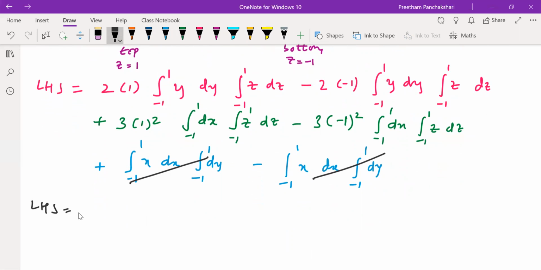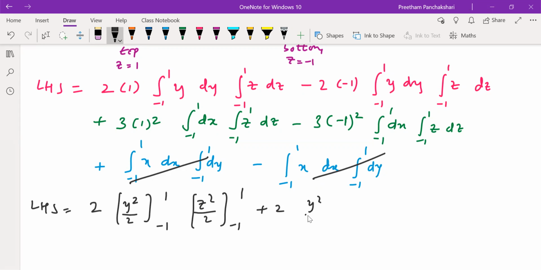So the LHS is equal to 2 into 1 is 2. Integration of y is y square by 2, the limits -1 to +1. Integration of z is z square by 2, -1 to +1. Again y square by 2, and z square by 2. These two terms are not cancelled because of the positive term in between. Similarly, the other term: 1 square is 1, so 3 into 1 is 3.